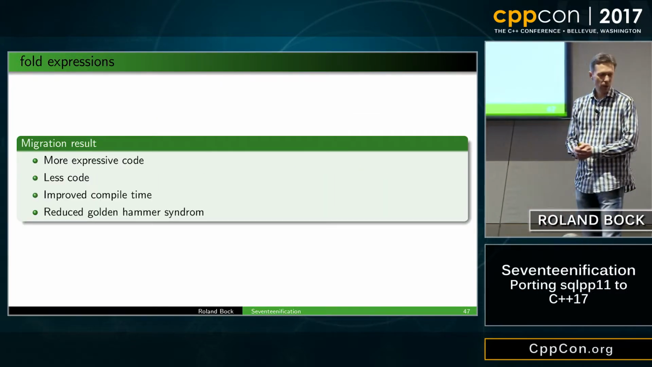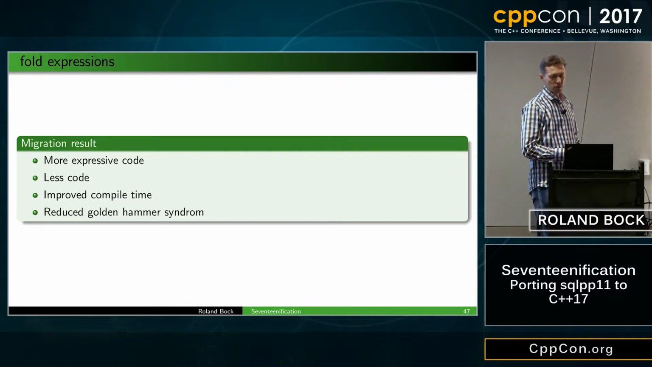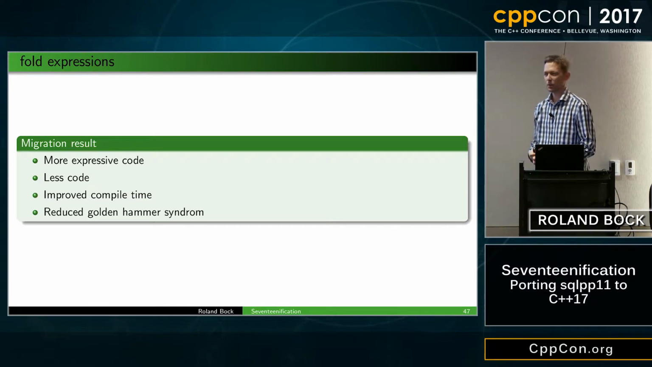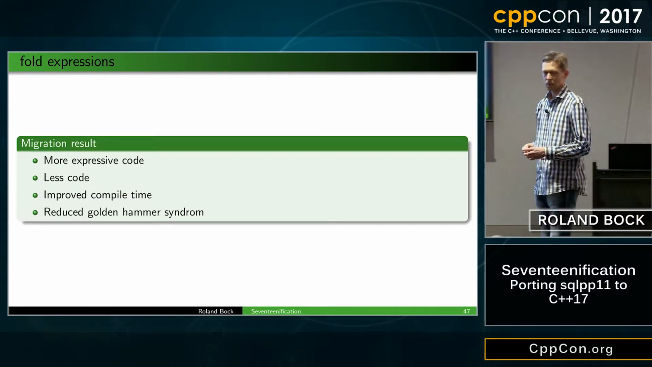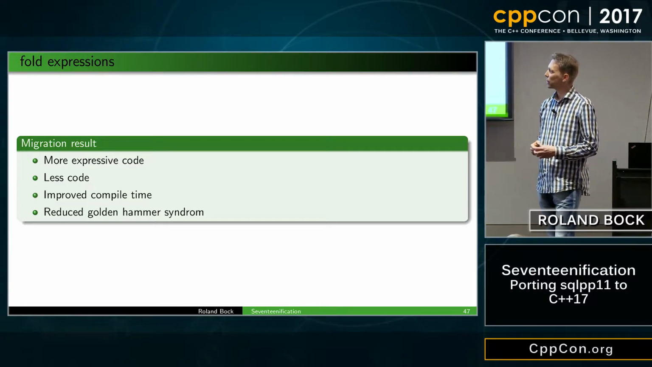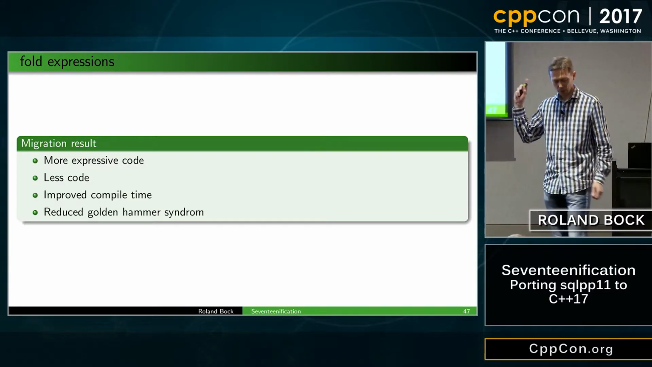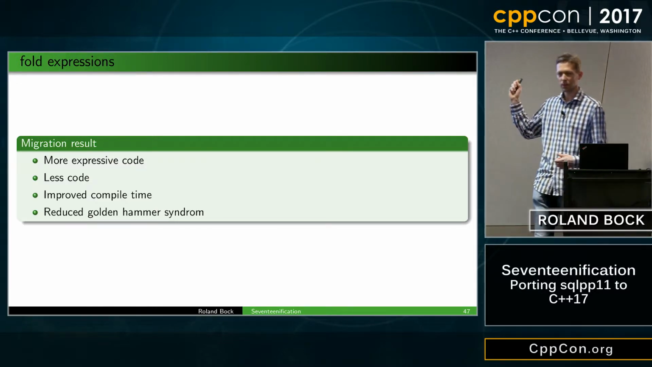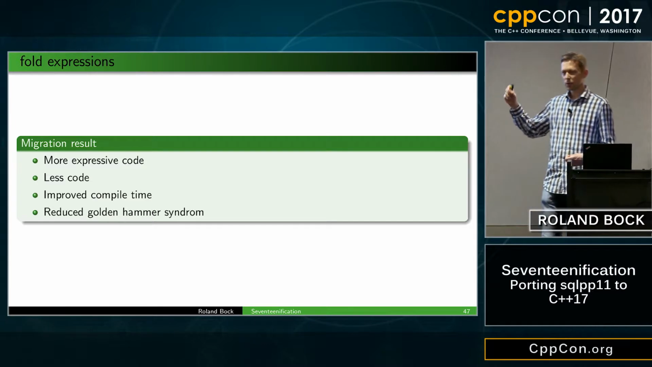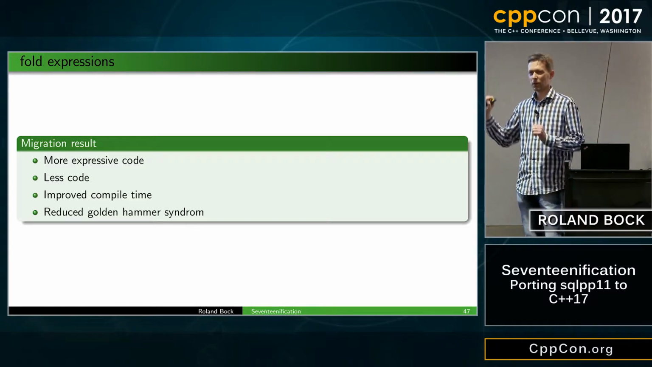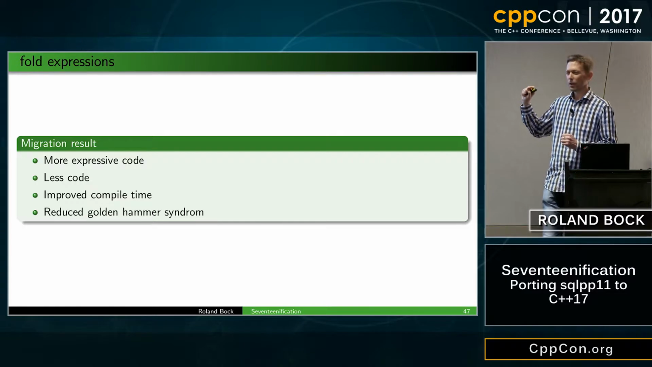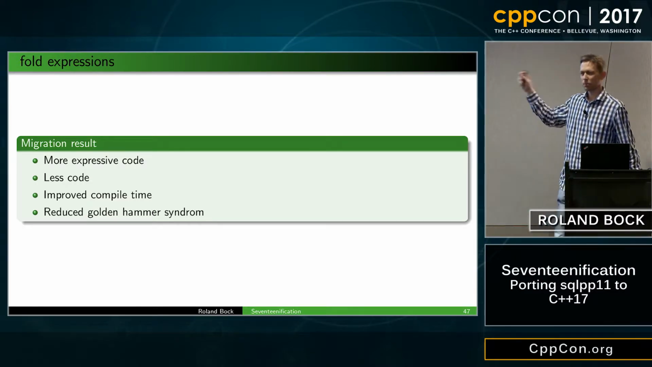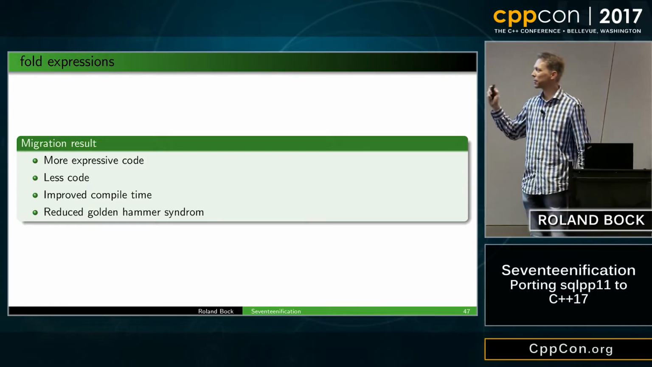Good. So yeah, fold expressions lead to more expressive code, lead to less code, lead to improved compile times. So I haven't done extensive tests with this, but for instance, I used this create typeset function with what I have in sqlpp11 and what I now have in the 17 version with just 1,000 ints. And well, it's the simplest test that I could come up with in a short time. The speed improvement is factor 4. So that is not just a few percent.